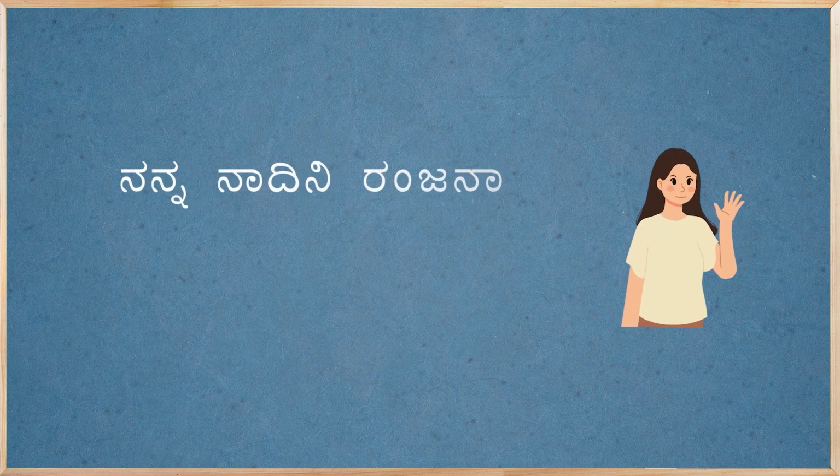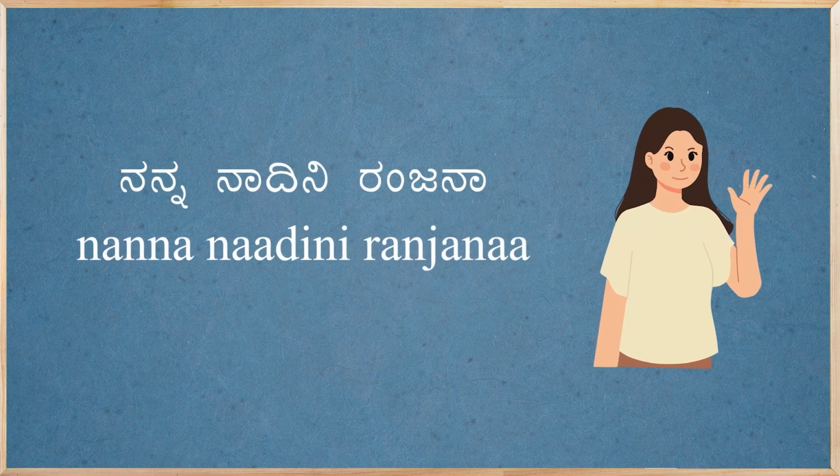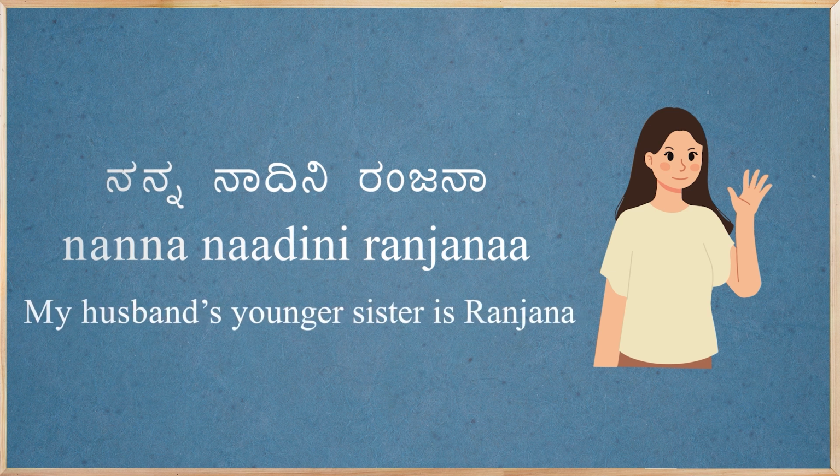Sister-in-law, husband's younger sister. Nadini. Nadini in Kannada refers to your husband's younger sister. The term signifies this specific relationship. For example, Nanna Nadini Ranjana. Nanna Nadini Ranjana means my husband's younger sister is Ranjana. In Kannada families, the bond with the husband's younger sister is friendly and warm.